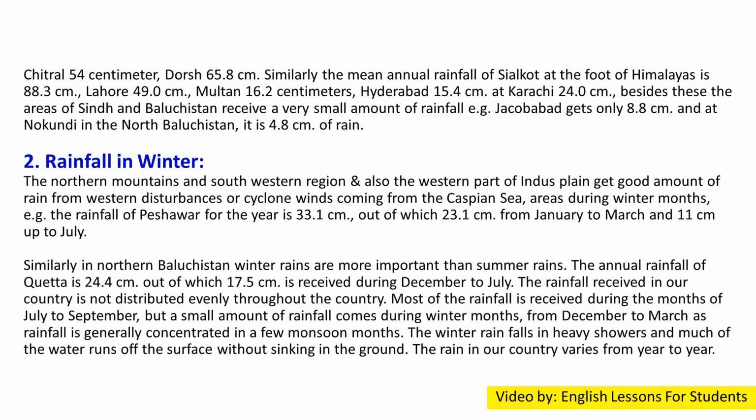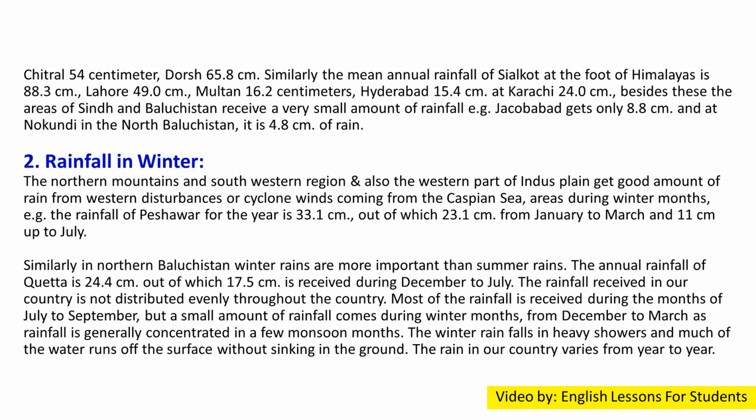Similarly, in northern Balochistan, winter rains are more important than summer rains. The annual rainfall of Quetta is 24.4 centimeters, out of which 17.5 centimeters is received during December to July. The rainfall received in our country is not distributed evenly throughout the country.